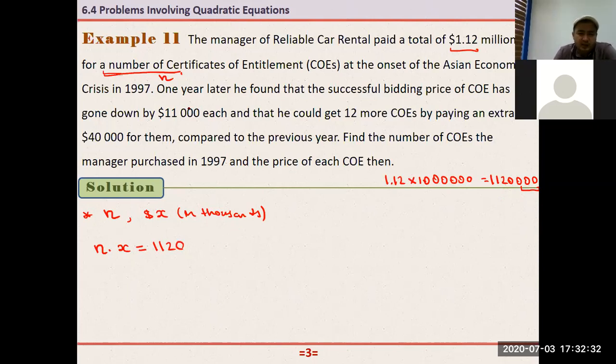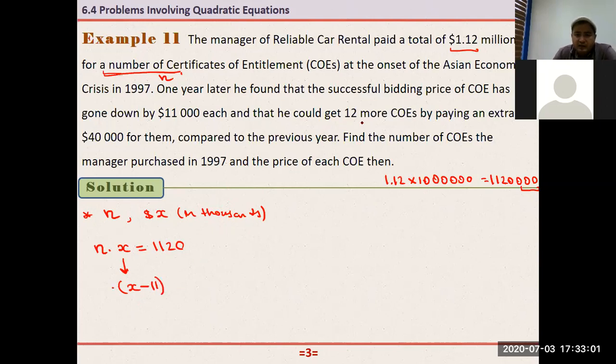The second part says 1 year later. He found that the successful bidding price of COE has gone down by 11,000 each. So this price, the individual price, due to some reasons, has gone down by 11,000. Don't forget that we are writing everything in thousands. 11,000 means 11 thousands, right? That is x minus 11, each.